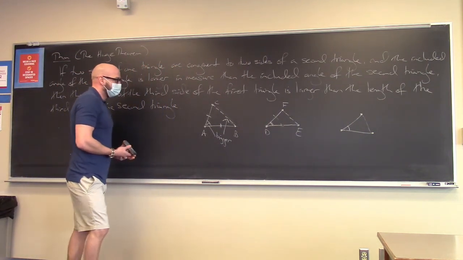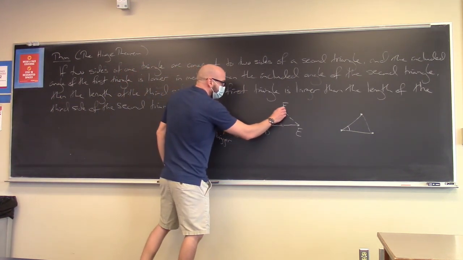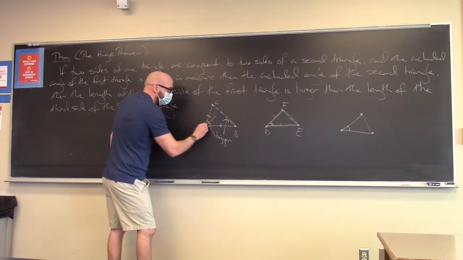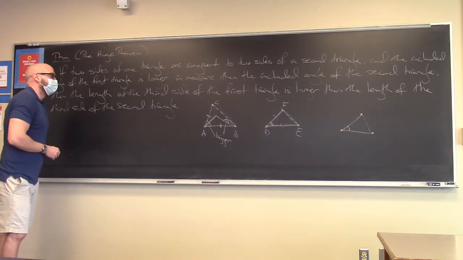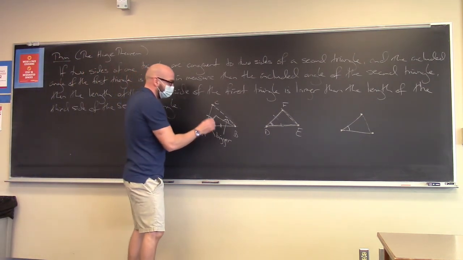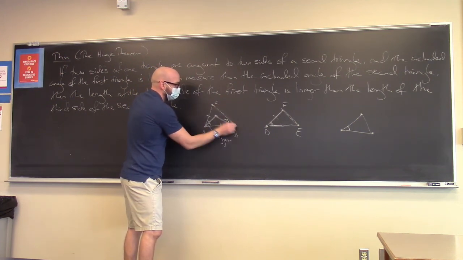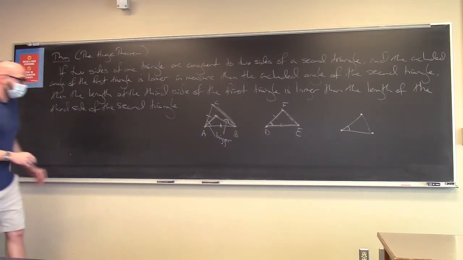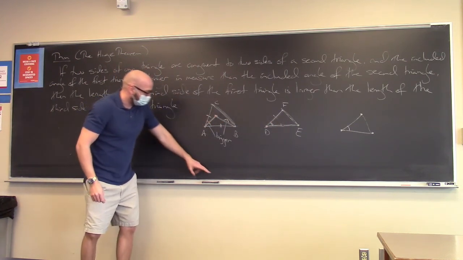How are we going to prove this? The idea is let's try and take a copy of the second triangle, and we're going to build a copy inside of the first. Then we're going to invoke somehow the triangle inequality to show that this side must be shorter than this side. So this is how we're going to prove this. The first thing we're going to do is just build a copy of the second triangle inside the first one.